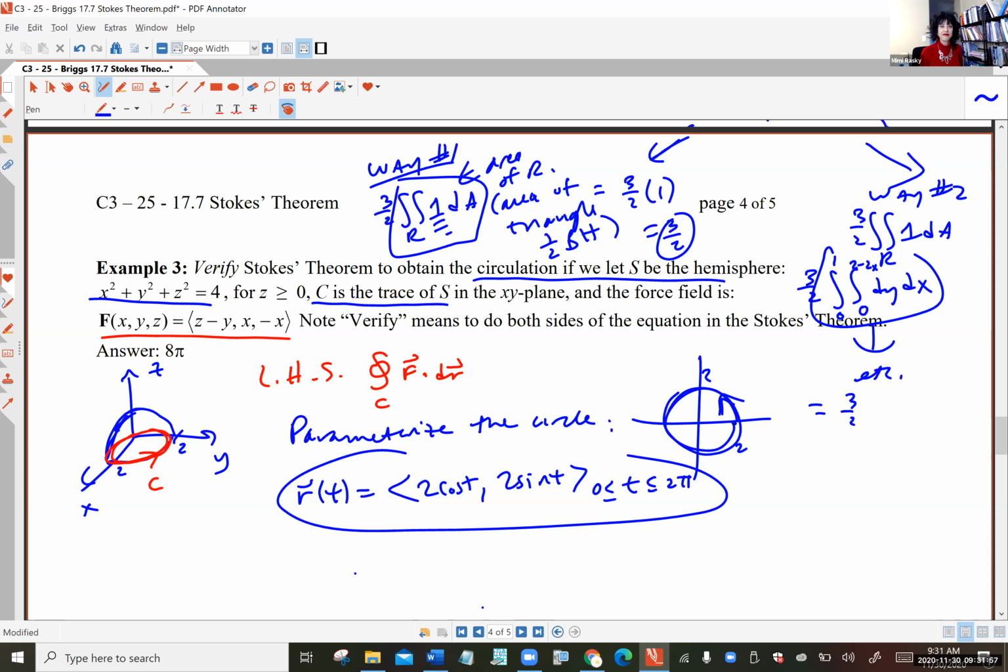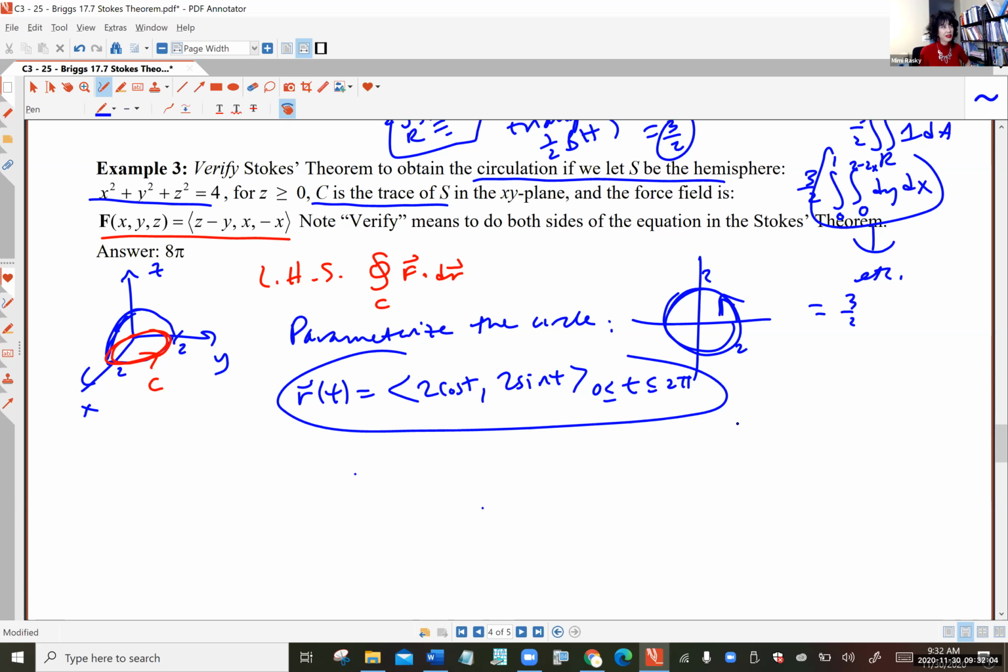Boom, done. I'll give you 1 point out of 100 if you... no, these are usually worth... verify is going to be worth 30 points on your exam Wednesday. It's worth a lot. Okay, so now what?